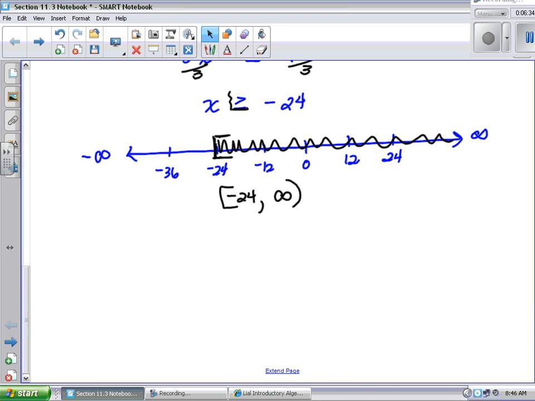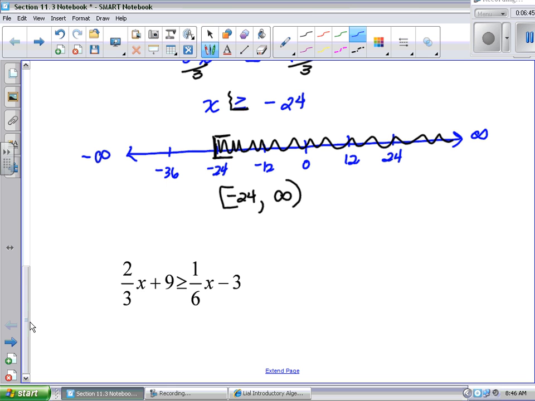You can write it down again in your book. I'm going to write that down, and I'm going to say if I want to check it, I want to pick a number that's bigger than negative 24. Pick any number on your number line, say 12, and then plug that in. Is 2/3 times 12 plus 9 greater than or equal to 1/6 of 12 minus 3?